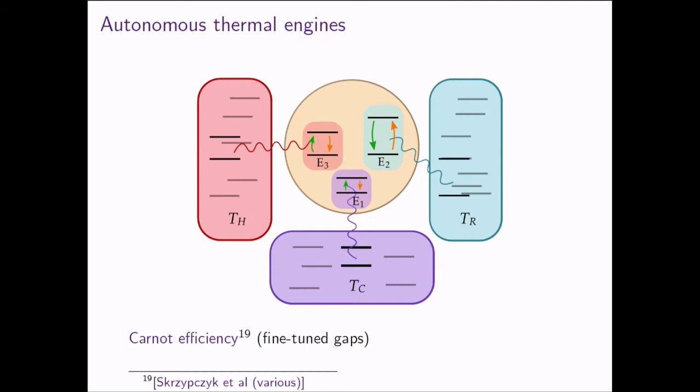Now, what is the catch? Well, you need to fine-tune these gaps very carefully. You need to make sure that they actually thermalize, so there is some qubit in your bath that has the same gap here, so that these things actually thermalize. So in the end, you still have some assumptions that you have infinitely large baths, but they're just in a different layer.